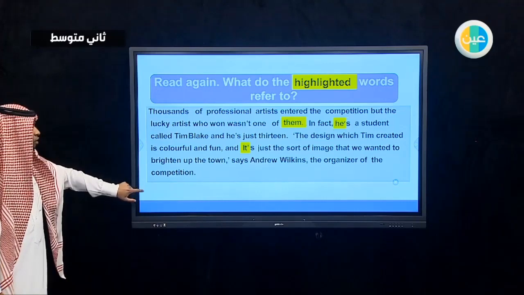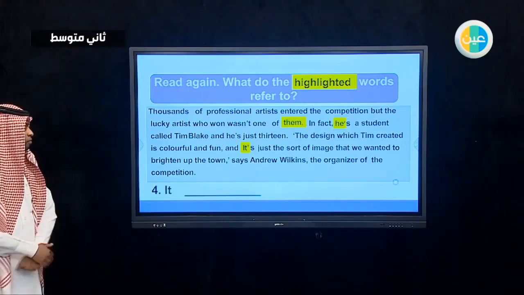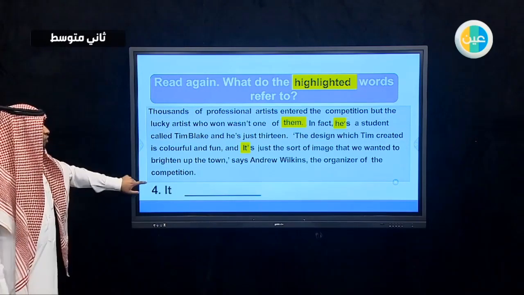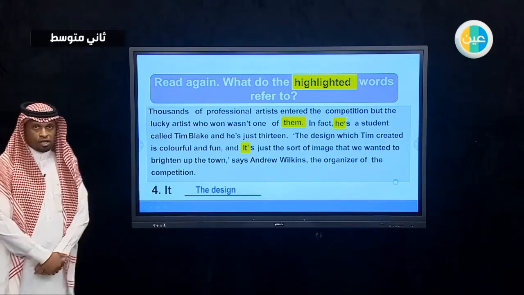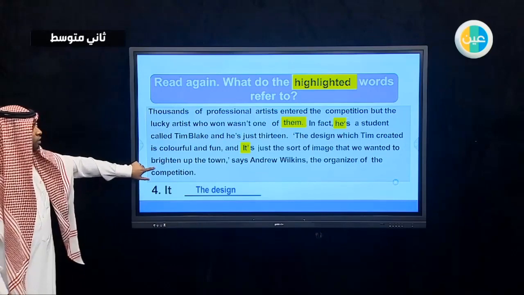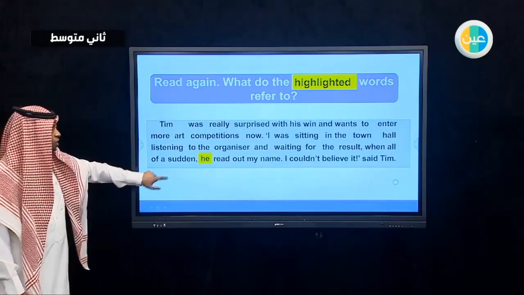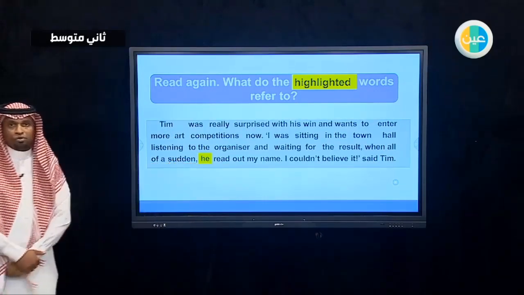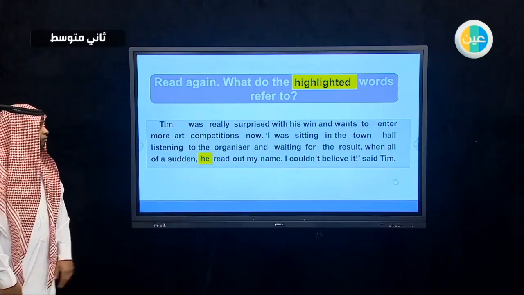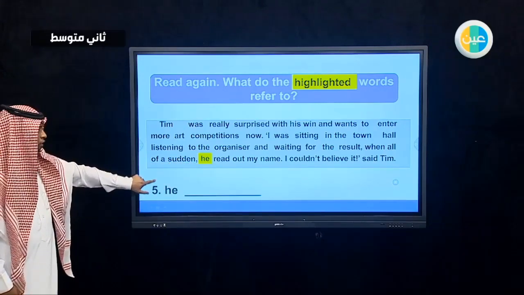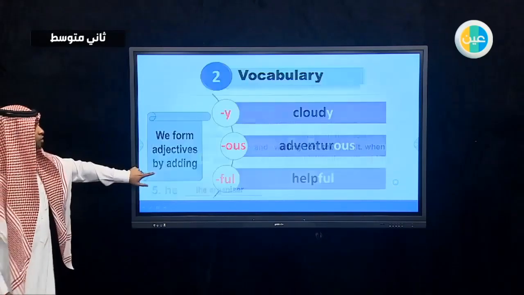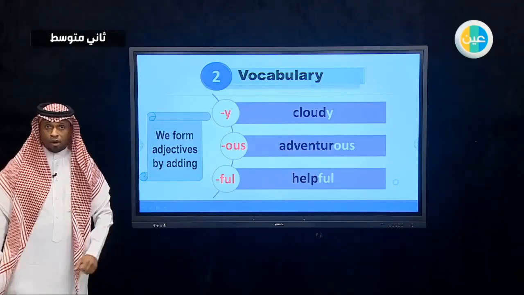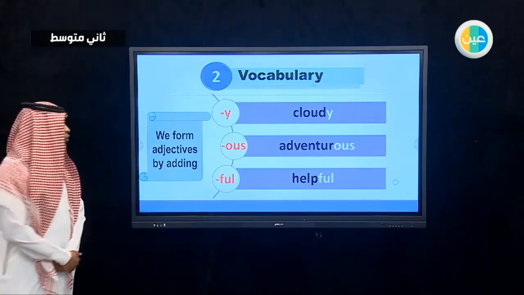Now, the last one, it. What does it refer to? The design. Good. Excellent. Now, let's move to the next one, the last one here, he. What does it refer to? The organizer. Good. Excellent. Now, let's move to the second part, which is about vocabulary.